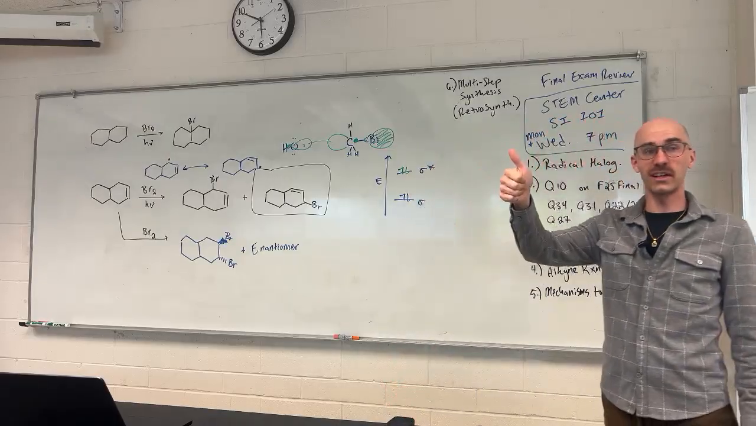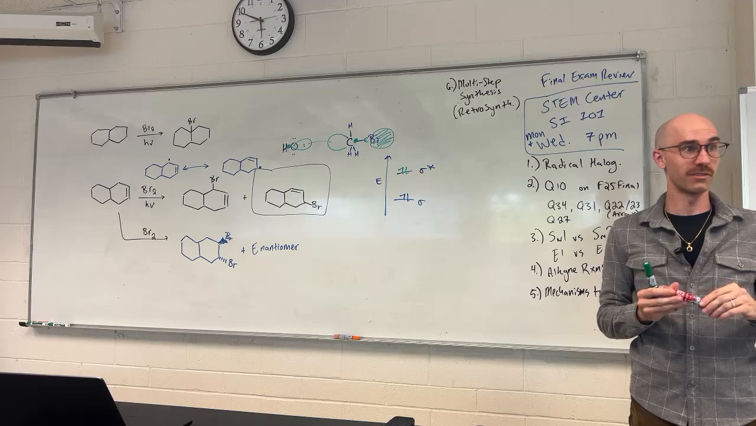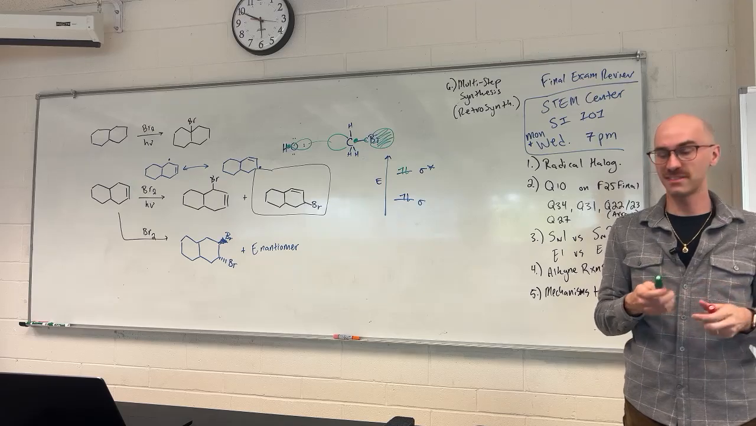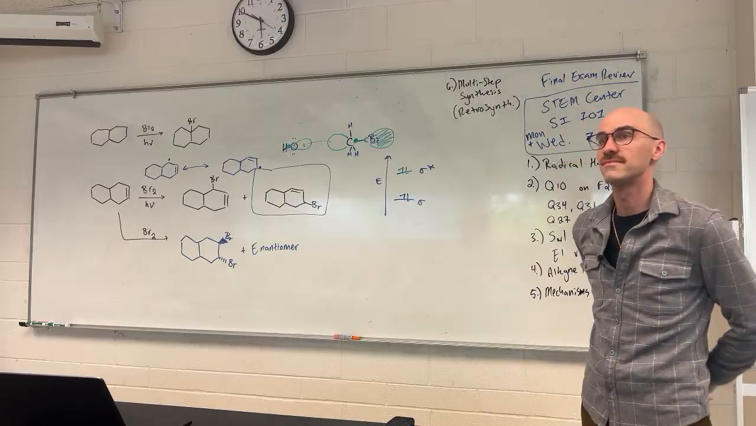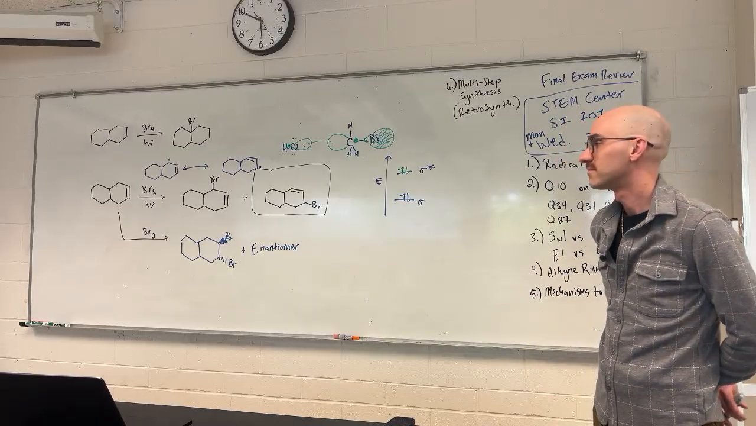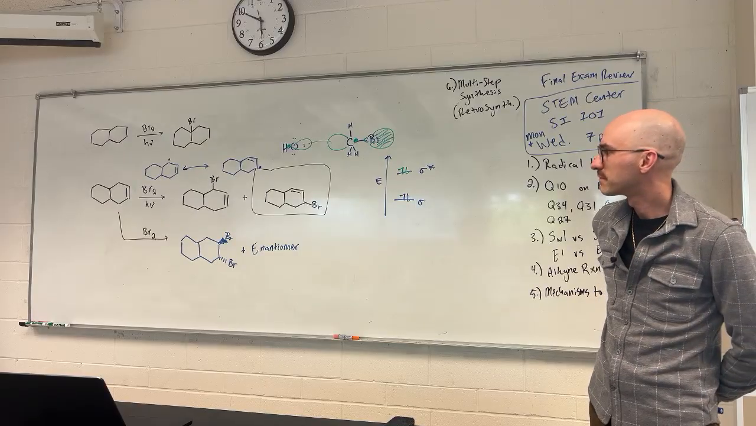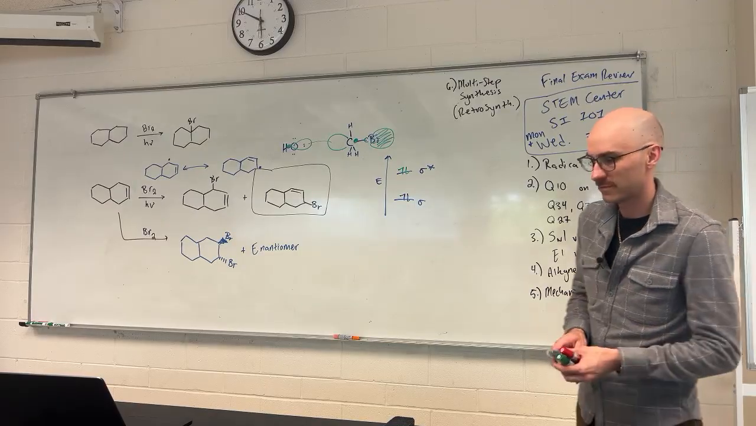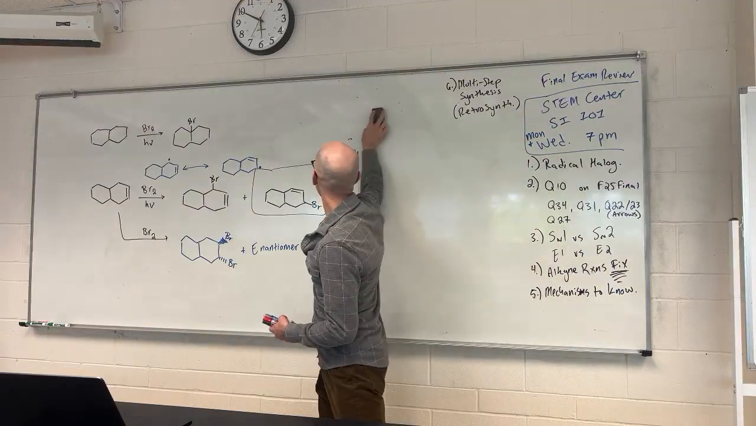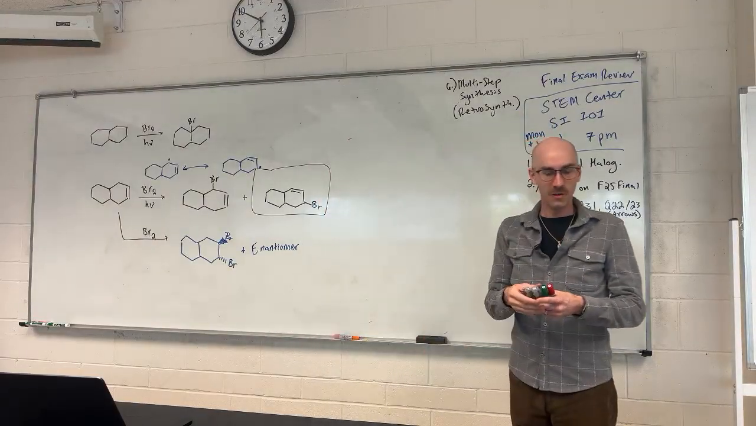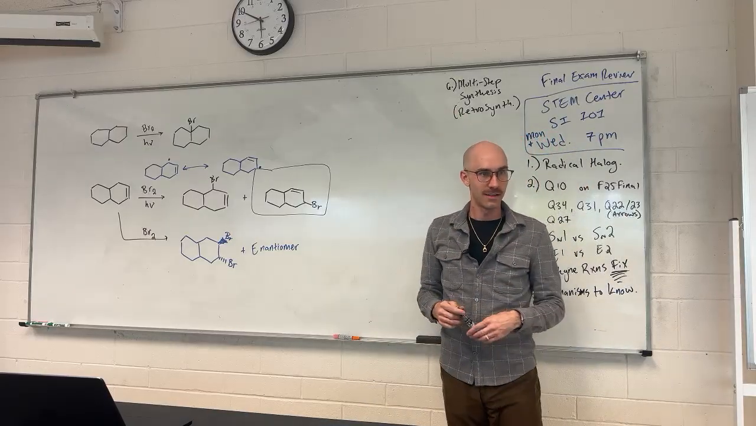All right, are we good on radical halogenation? Sure? You want to see more? The second one would just be R2. We can come back and do more radical halogenation later if we need to.